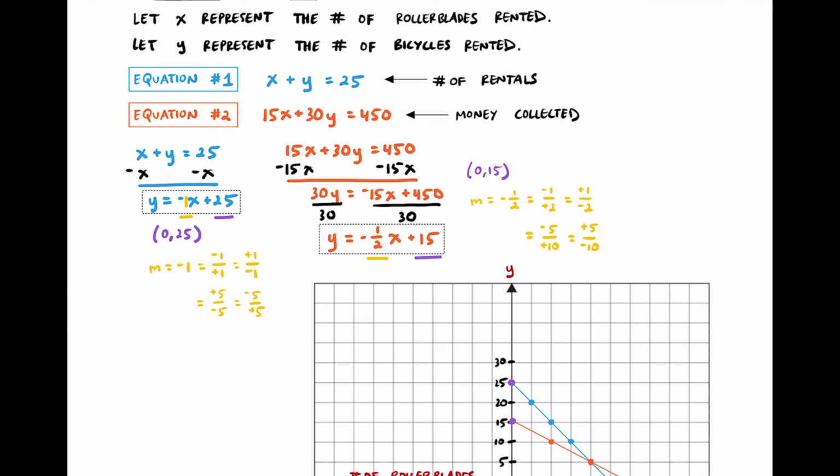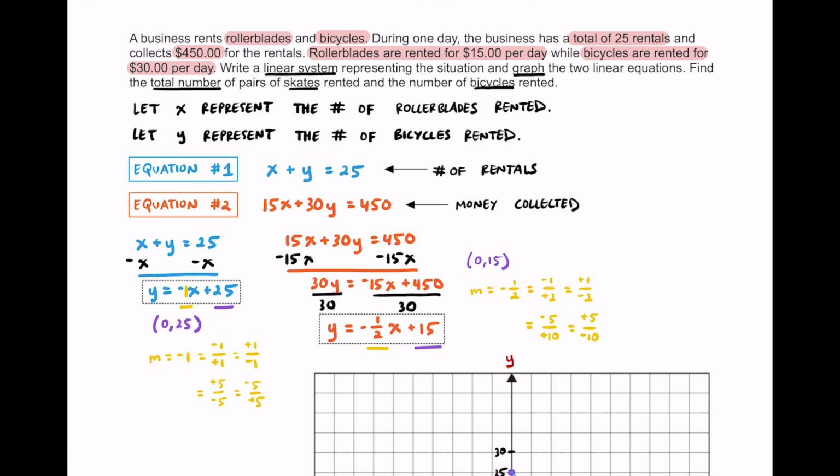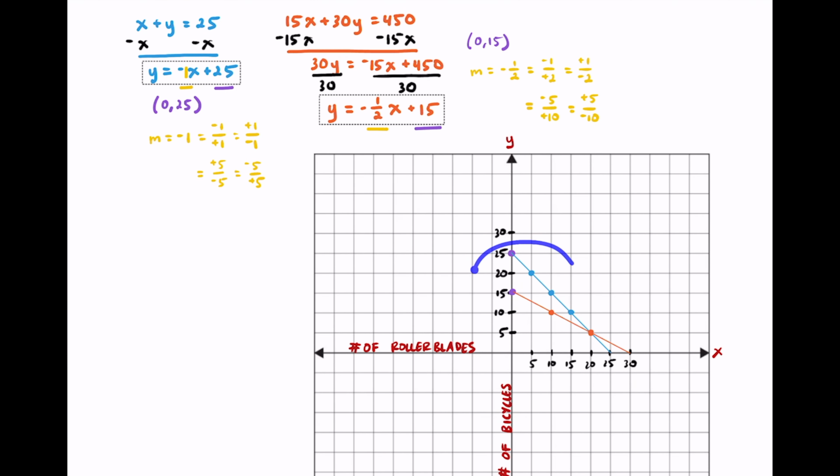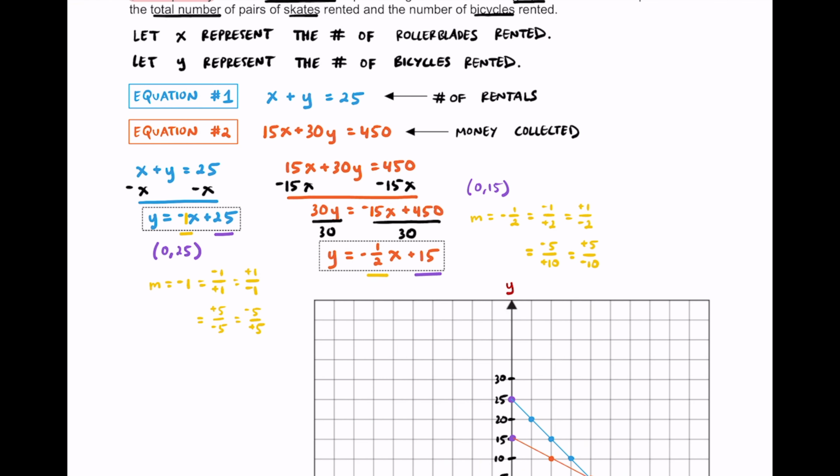Alrighty, so let's go back and see what the questions were actually asking here. So it says we had to go ahead and write a linear system, which is what we did over here. This was our linear system. And we also had to graph the 2 linear equations, which we did over here. Again, these were the 2 graphs. One was blue, one was orange, or one represented the number of rentals. That's this one over here. And one represented the money collected.